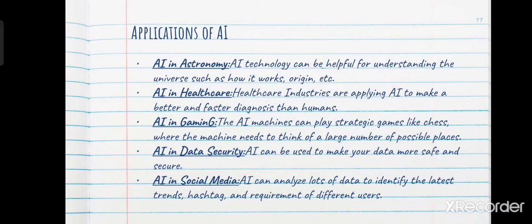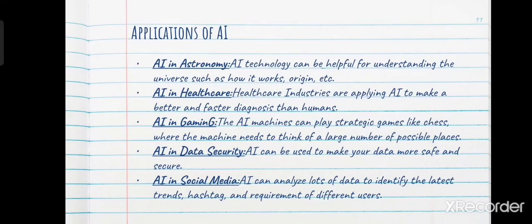AI in healthcare. Healthcare industries are applying AI to make better and faster diagnoses than humans. In olden days, the diagnosis for each sector was complex, but now it has been made simple, faster, and more accurate. AI in gaming. AI machines can play strategic games like chess, where the machine needs to think of a large number of possible moves and possibilities. So AI software can play like human beings in the gaming sector.